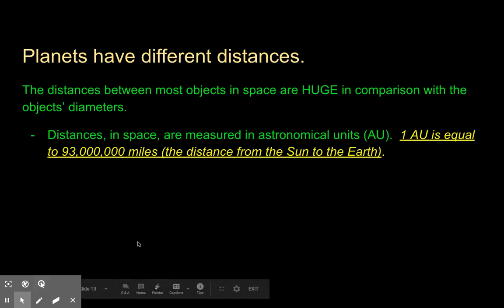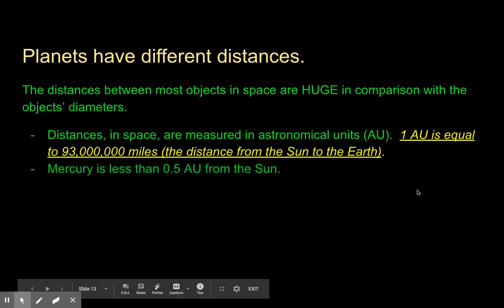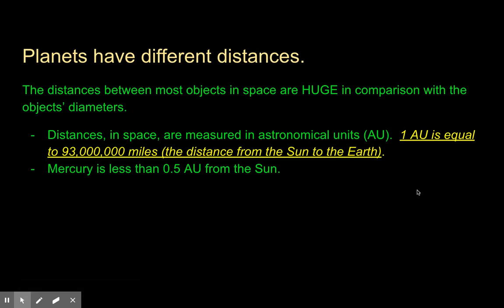So if we take this idea of the AU, Mercury is less than half an AU from the sun, all right? So if 1 AU is 93 million miles, then half of that would be what? About 46 million miles from the sun. That's how far the closest planet to our sun in our solar system, Mercury, still is: 46 million miles away from the sun.